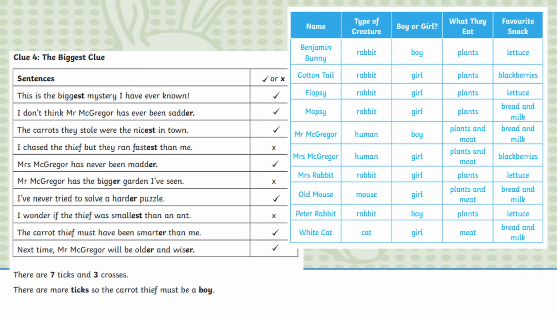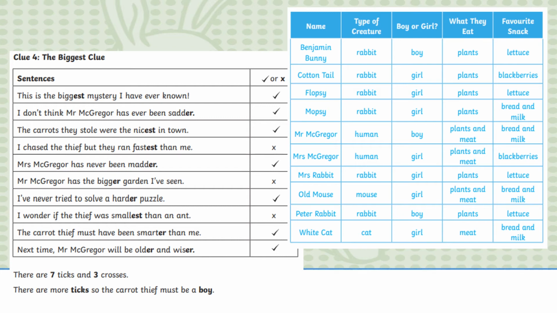So you can see here, we've got biggest, sadder, and nicest have all been used correctly. So we've got three ticks. We're on a quick run there. So the boys are out in front. "I chased the thief, but they ran fastest than me." Oh no, fastest, isn't it?